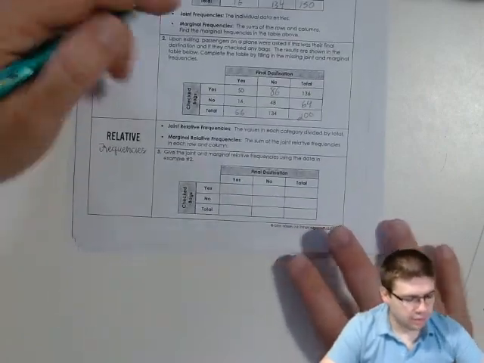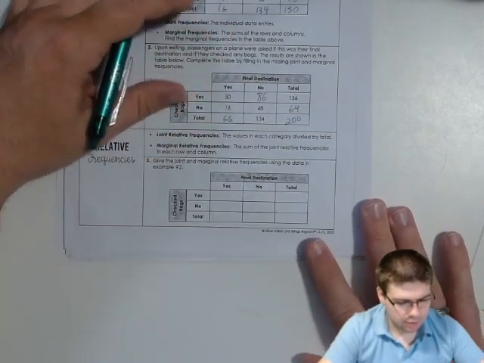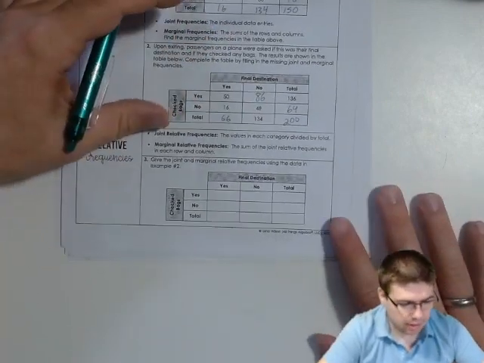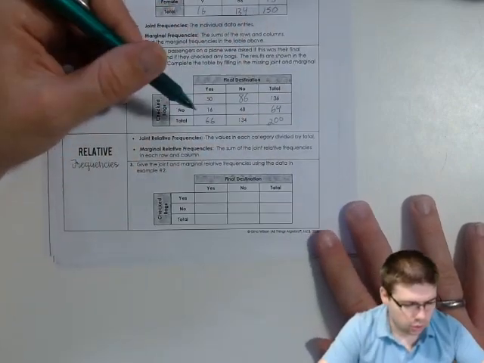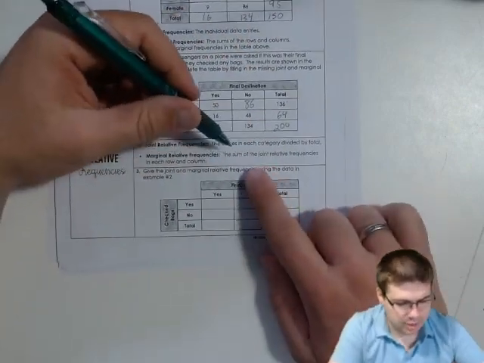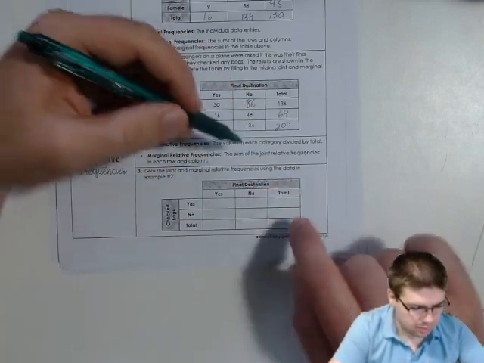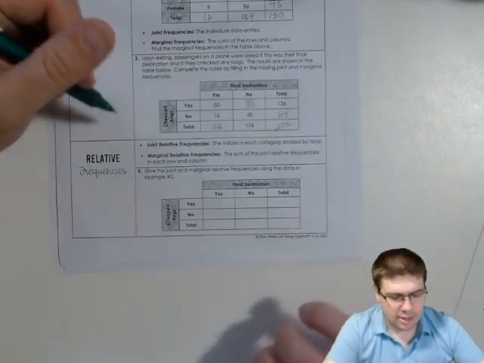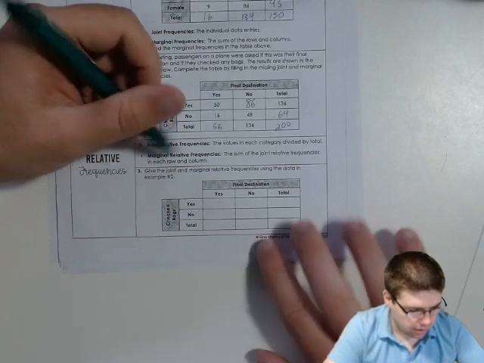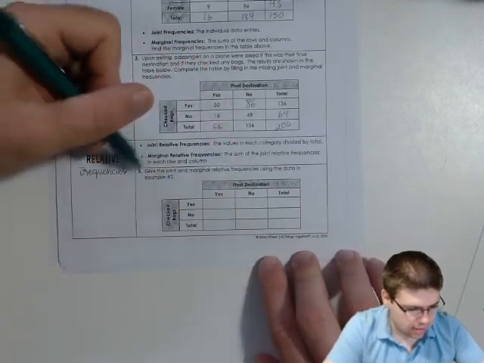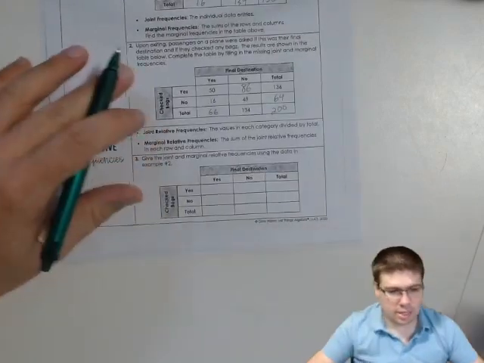All right, so then relative frequencies, these are basically percents, and they equate to probabilities as well. Joint relative frequencies are the values in each category divided by the total. And then marginal relative frequencies are the sum of the joint relative frequencies in each row and column. So they want us to give these as percentages. Give the joint and marginal relative frequencies using the data in example number 2. So going back up here, we were just turning these into percents or proportions.